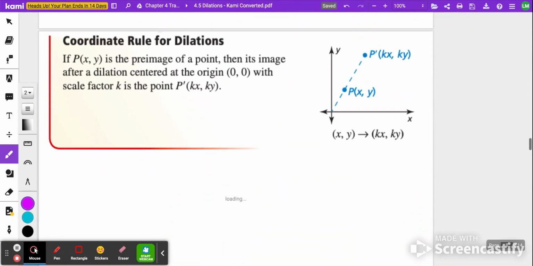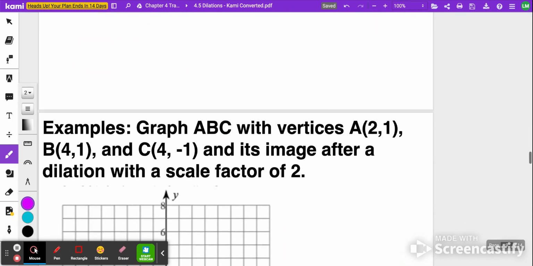We have some coordinate rules for dilations too, so we want to make sure we understand what those are and what they look like. Then we're going to try some. If P is (x, y), and that's the pre-image of a point, and we're dilating with respect to the origin, we can find the image by just multiplying both the x and the y by the letter k, or our scale factor. So that's what we're actually going to try in the next section.